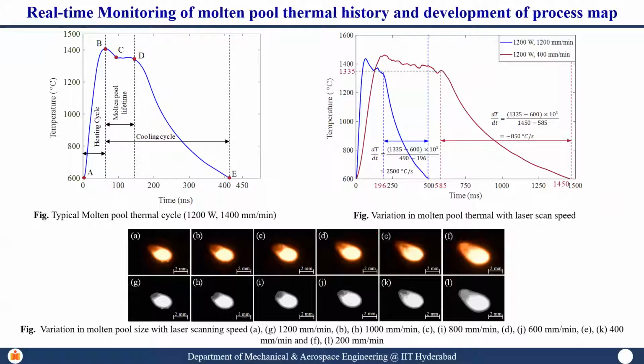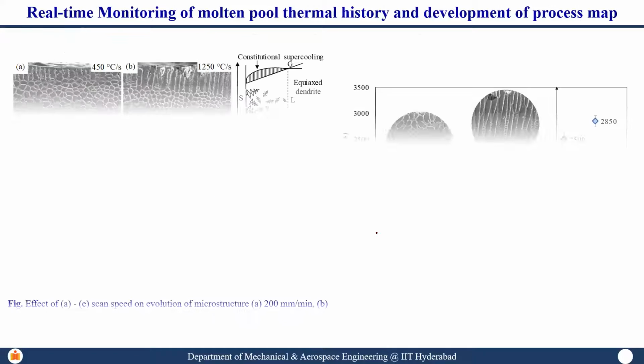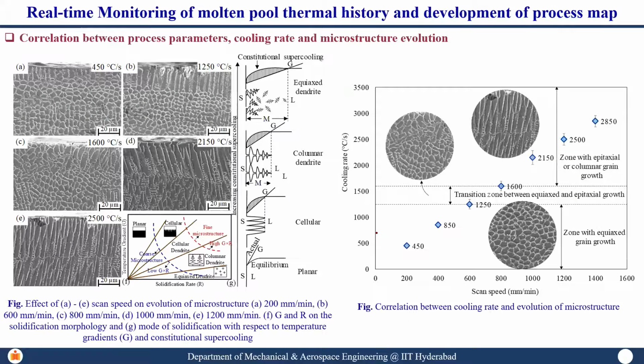But how do you know which type of cooling rate is going to give which type of structure? So the next step would be to develop a process map. Unless you have a process map, you won't know at what cooling rate you need to operate, so that you can control your scan speed or power to control the cooling rate. I'm just quickly going to the process map.